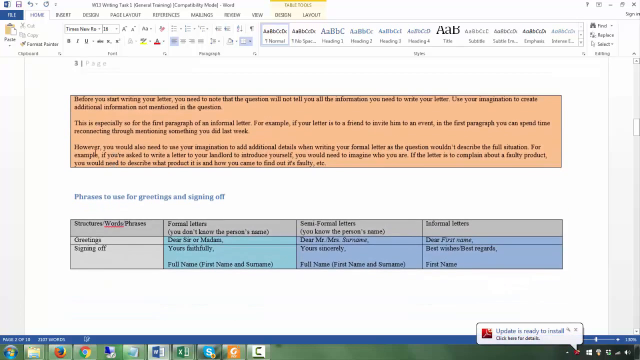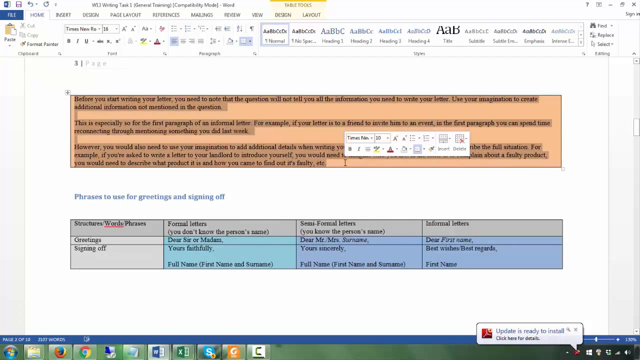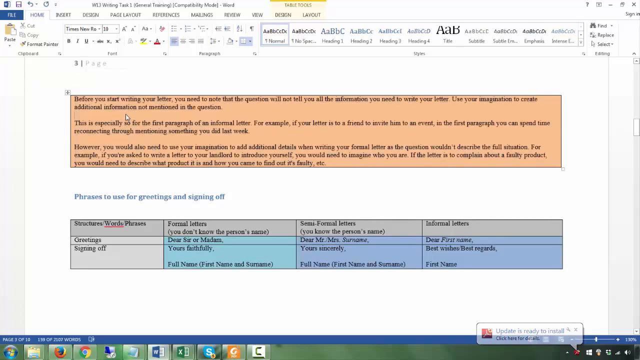All right, let's just go through this orange part first. It says, before you start writing your letter, you need to note that the question will not tell you all the information you need to write your letter. Use your imagination to create additional information not mentioned in the question. This is especially so for the first paragraph of an informal letter.